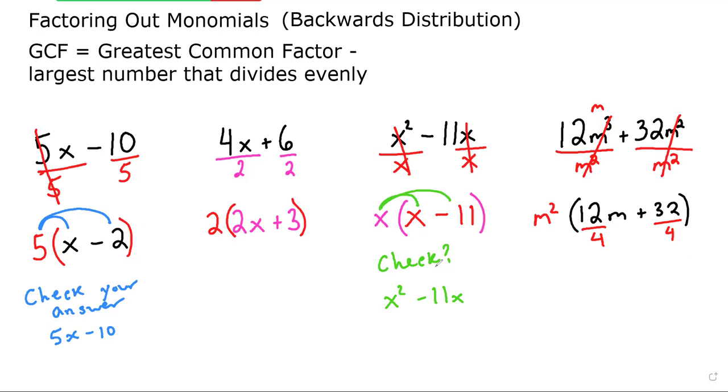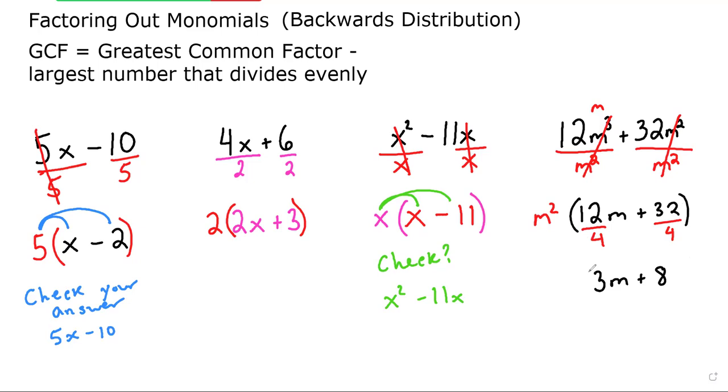And now I'm going to have 12 divided by 4 is 3. And then 32 divided by 4 is 8. Yes, 3 and 8 share no more common factors. I know that because 3 is a prime number. You can't fit that into 8 at all. If it was a 9, I would be able to, but it's not.